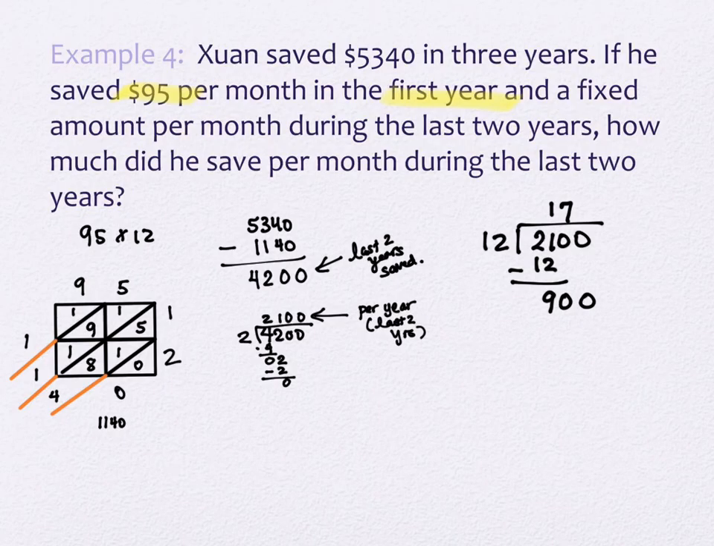So 7 times 12 would be what? 840. 84. Right? And then I would subtract. Sorry, yeah. That's okay. And then I have 60, and it goes in 5 times, right? Yeah. So this one's not so bad. So we would actually be saving $175 per month.